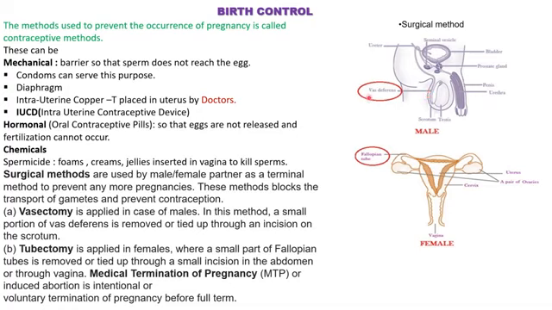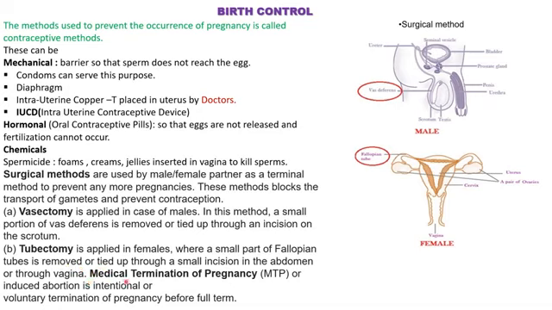So this is done in males, and tubectomy is applied in females, where a part of the fallopian tube is cut. We know the fallopian tube, so tube and tubectomy, you can easily remember. Here a part of the tube is cut over here. Again, it is tied at both the ends so that there won't be any transfer of ova taking place. So these two are surgical methods.